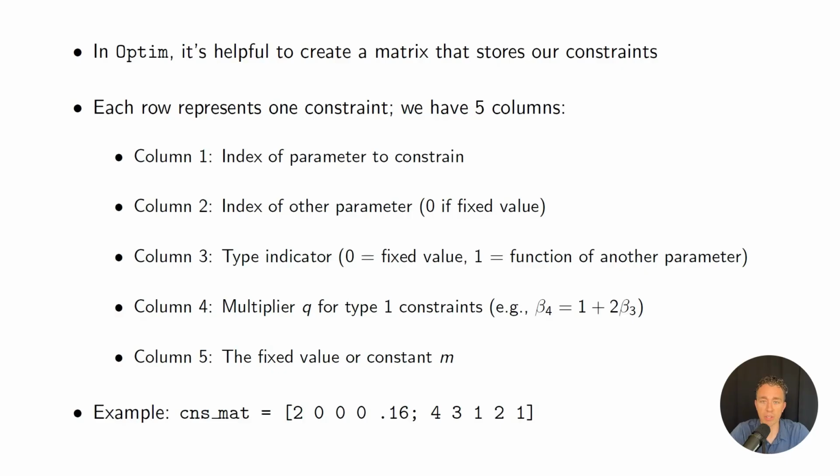So for the examples that we've gone through in this video, we have two constraints. Our first constraint is that beta 2 is equal to 0.16. And then our second constraint is that beta 4 is equal to 1 plus 2 times beta 3. And then this one here is showing the type of the constraint. And over here, that was 0. So basically, the middle 3 columns can be 0 if I'm just setting this parameter to be a fixed value.